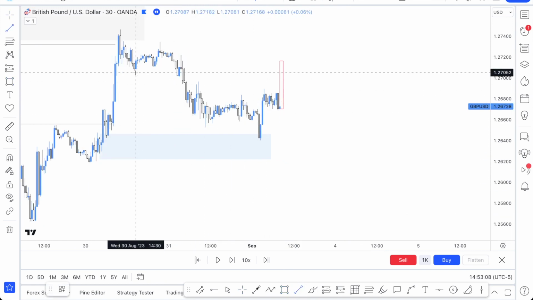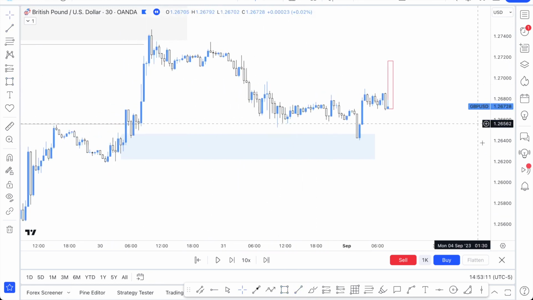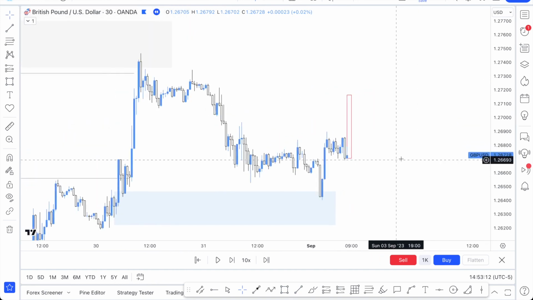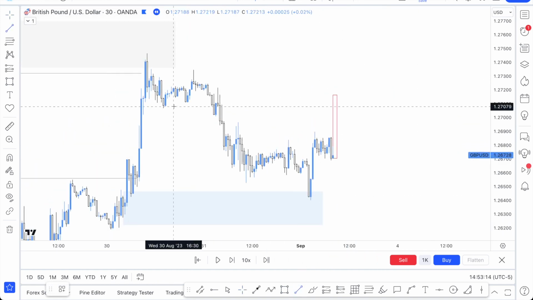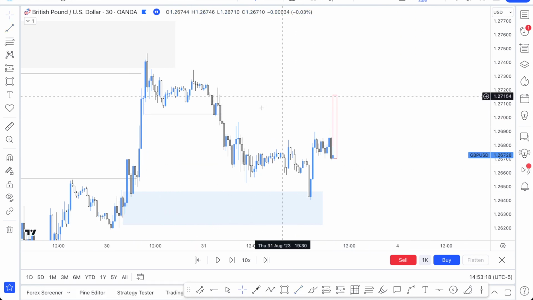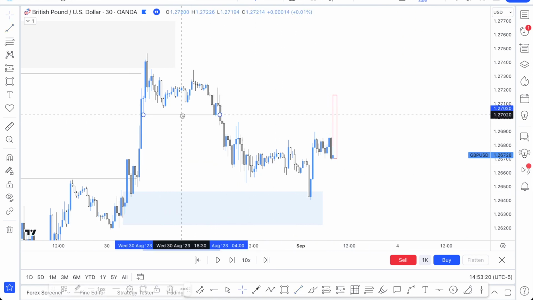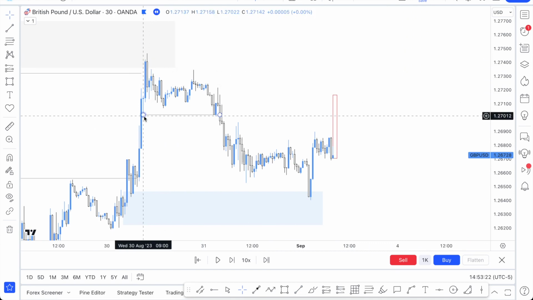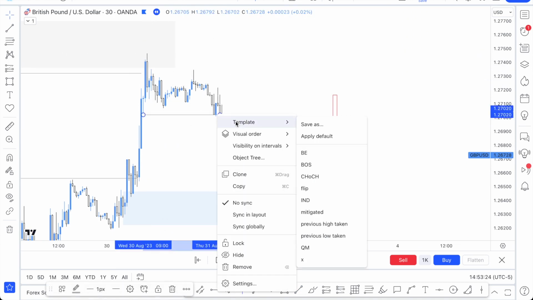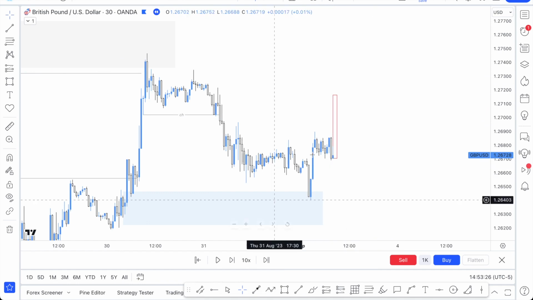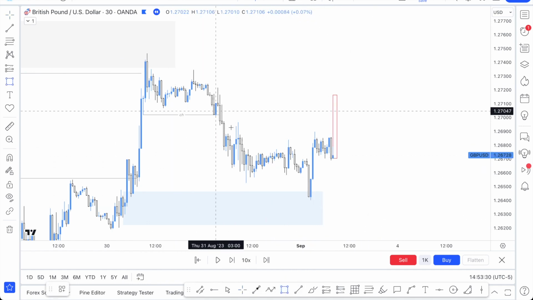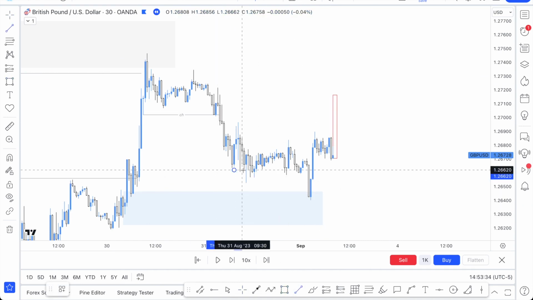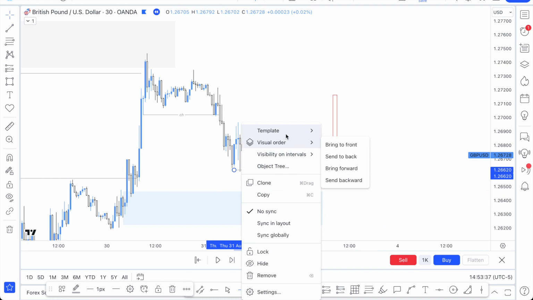Okay, so let's do some market structure here. Now we want to see where our supply is. Again, we see multiple structures going bearish. You can see there's a break of structure right there from that wick, from this low to this high. That's your CHoCH right there. And now from this break, you have an internal, another break of structure down to the downside here. That's our BOS.